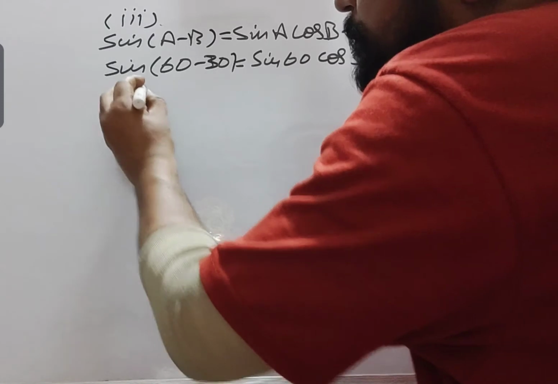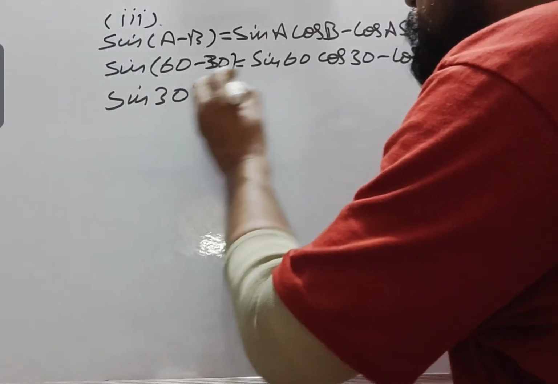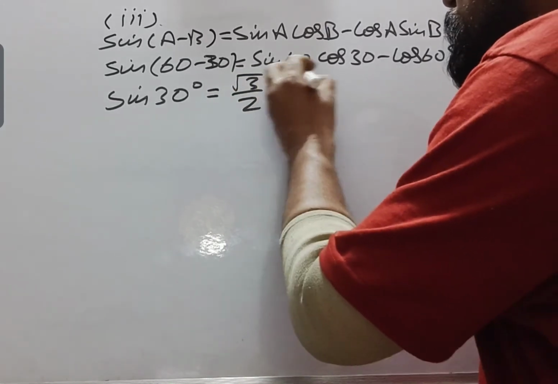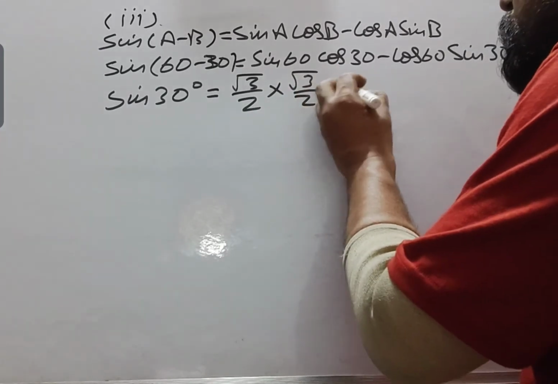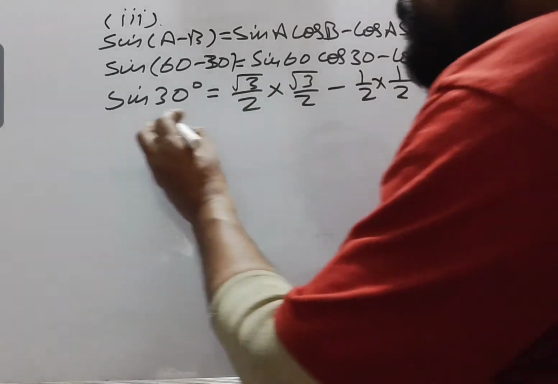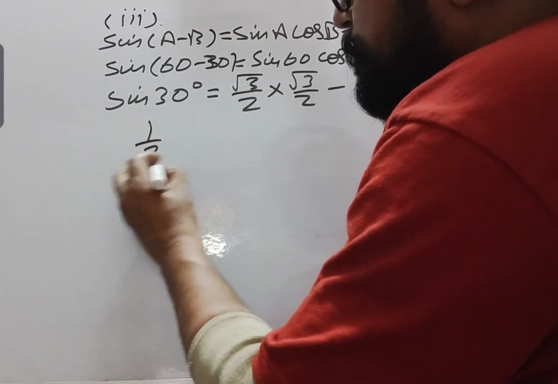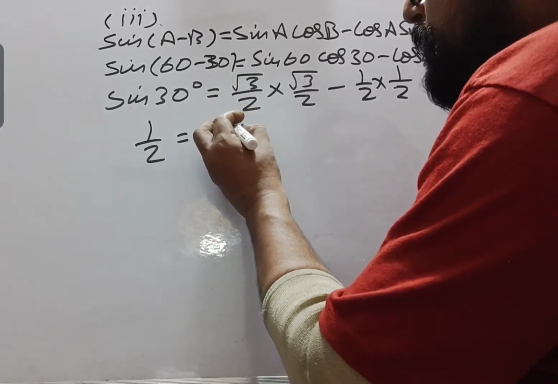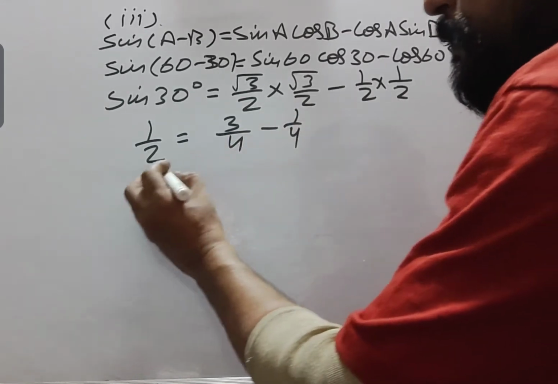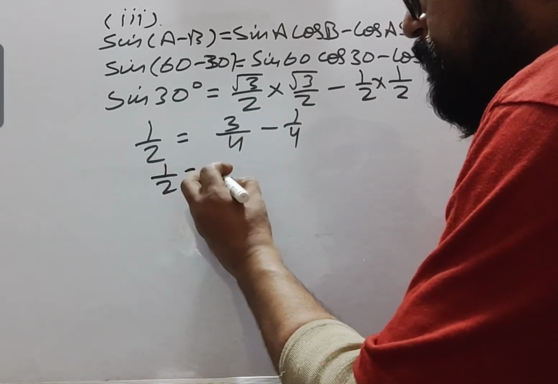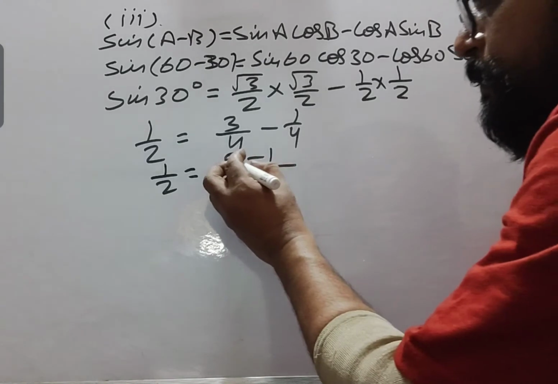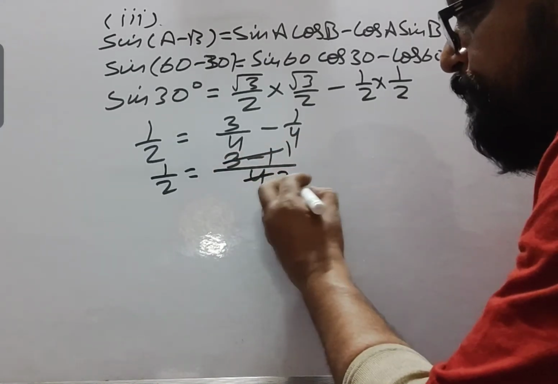Here sin(60 - 30) is sin 30 degrees, and sin 60 is root 3 by 2 into cos 30, root 3 by 2, minus cos 60, which is 1 by 2, and sin 30, 1 by 2. So it is 3 by 4 minus 1 upon 4. We have taken the LCM, 3 minus 1 becomes 2 upon 4, which is 1 by 2.